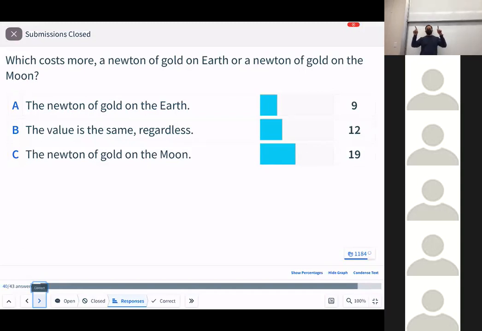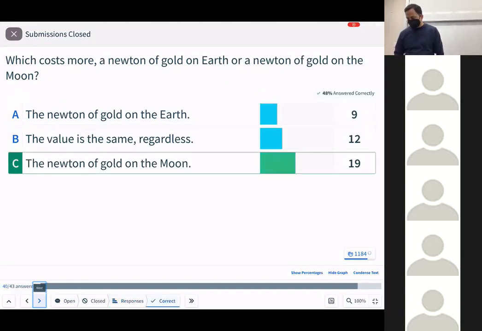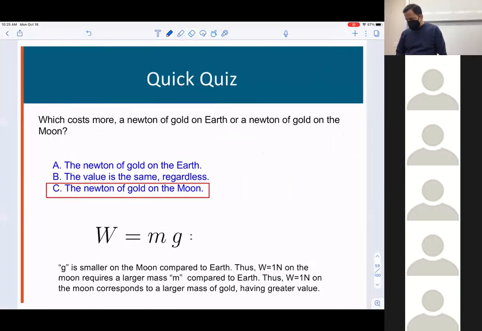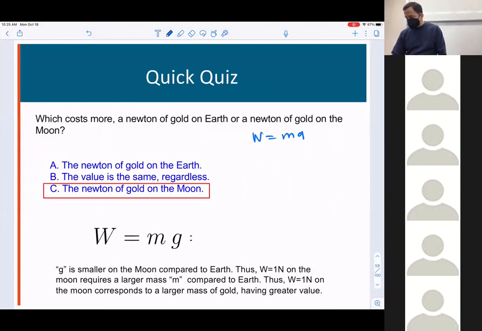So you have the right idea, but you have to keep in mind that the thing we're after is the mass. The more mass something has, the more it's going to cost because there's more stuff with it. Let me go ahead and say the correct answer is indeed C. Because what we're told is that the weight, which is equal to mg, let's say that this is 1 Newton. So 1 Newton is equal to m times g, and therefore the mass of the object will be its weight of 1 Newton divided by g.